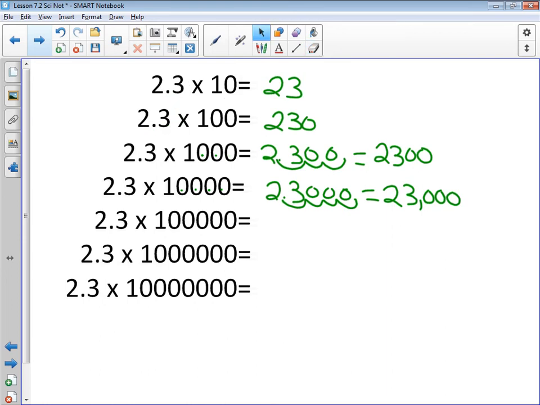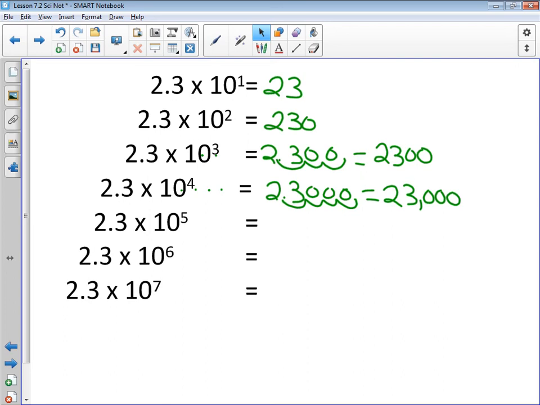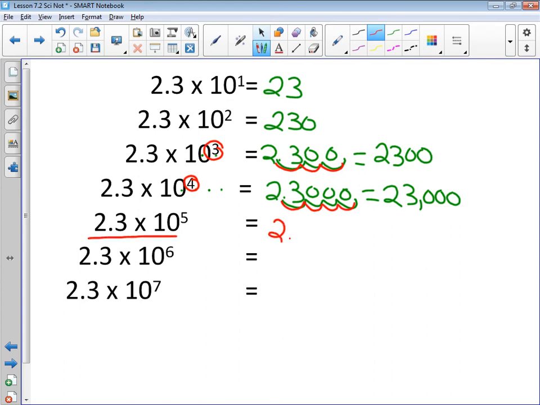Now if I take these powers of 10, 10, 100, 1,000, 10,000, 100,000, and so on, and rewrite them as exponential numbers, 10 to the first power, 10 to the second power, 10 to the third power, it's even easier because now I don't even have to count the zeros. This 3 tells me to move it 1, 2, 3 times. This 4 tells me to move the decimal place 1, 2, 3, 4 times. So 2.3 times 10 to the 5th is 2.3 times, move it 5 places. 1, 2, 3, 4, 5. Fill the empty spaces with zeros. I get 230,000.